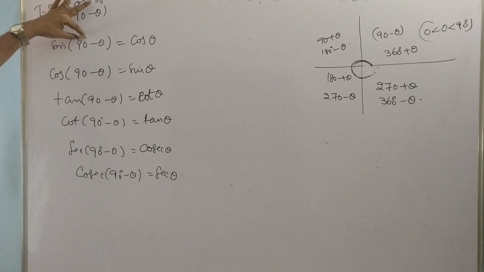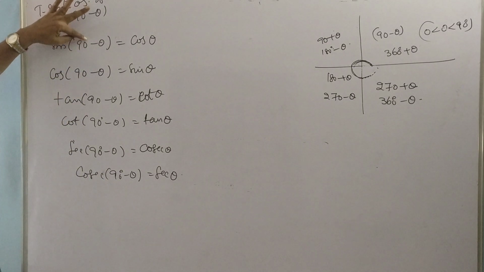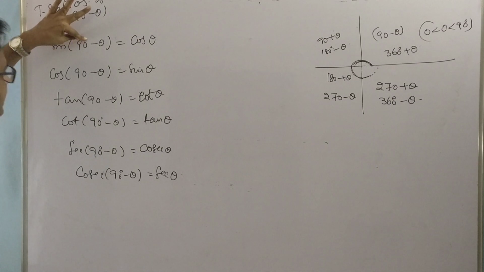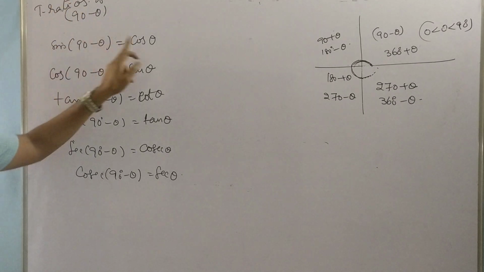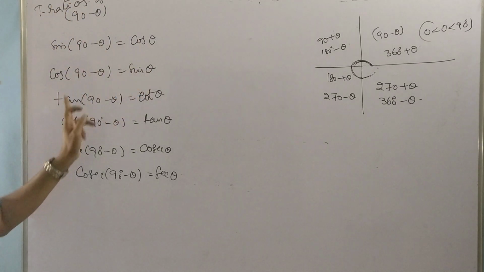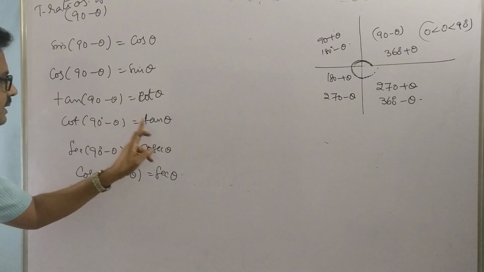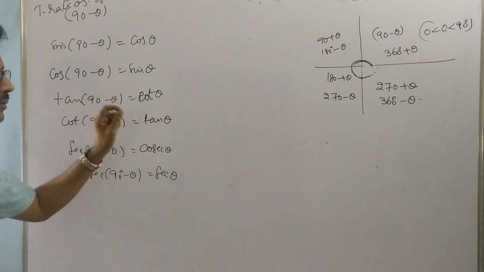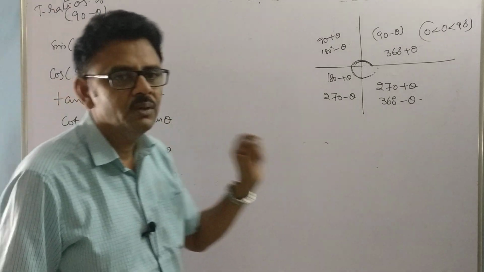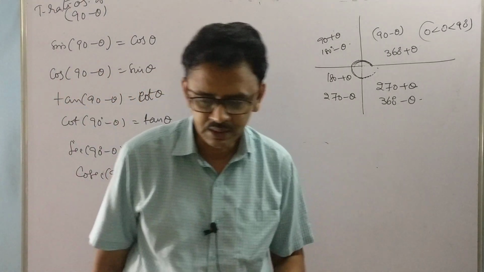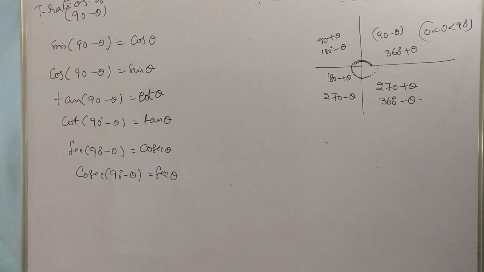So for 90 degrees and 270 degrees, sine becomes cos, cos becomes sine, tan becomes cot, cot becomes tan, like this. But negative or positive depends on the quadrant. Okay, next term.